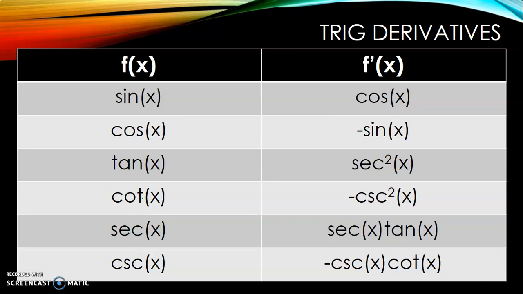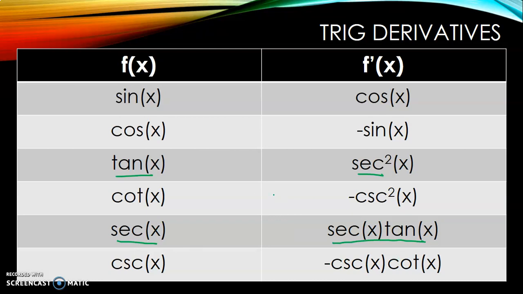So first of all, if you look at the original functions and the derivatives, tangent and secant are going to show up together. So tangent turns into secant squared, and when you start with secant, the derivative is secant tangent. So tangent and secant are kind of paired together. They're going to show up in each other's derivatives. And at the same idea, cotangent and cosecant are kind of paired together. So cotangent turns into negative cosecant squared. Cosecant turns into negative cosecant cotangent.